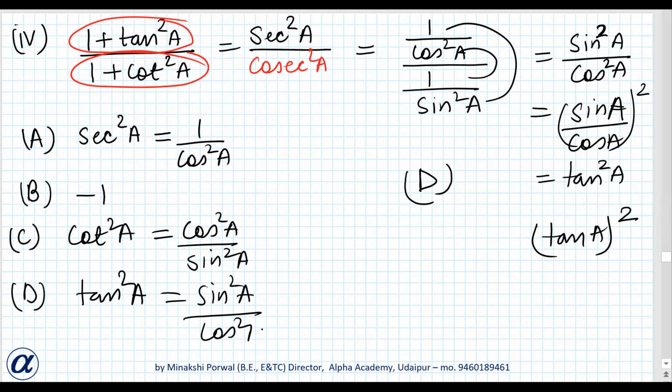So this could also be given in the options, and we should know which is equivalent to what. Here we have to choose the correct answer, we don't have to find the answer. Among these, we have to find which is equivalent to this. If no option is there, still writing the answer in tan square A will be best, because sin upon cos is tan. Sin, cos and tan are mostly used trigonometric ratios.